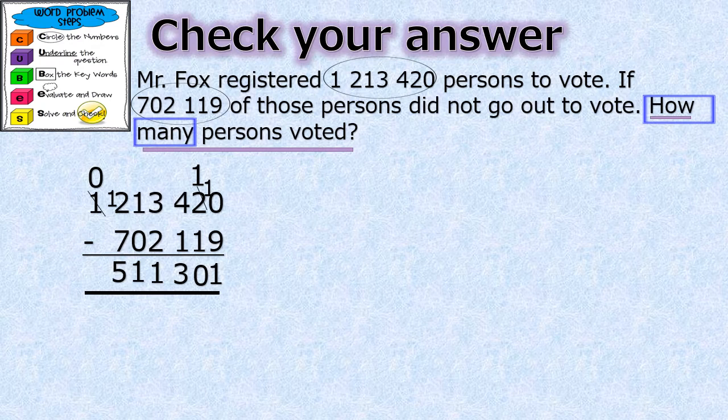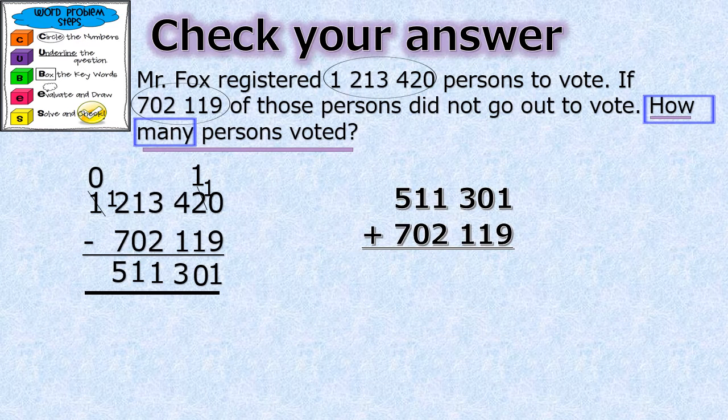To do the check for subtraction, we're going to do the inverse, which is addition. We are going to add our difference and our subtrahend together. We should get our minuend. Once we get our minuend back, we know that our problem was solved correctly. Let's go ahead and add.